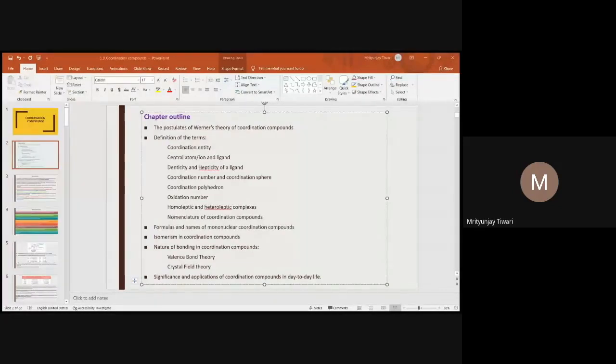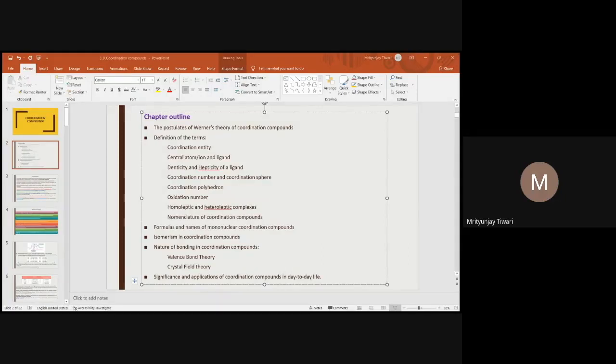Let us now look into Werner's theory. Werner's theory, as I said earlier, is a very important first systematic study of complex compounds, and many of the ideas that we still use today were given by Werner. Werner, a Swiss chemist, prepared and studied several coordination compounds, and in 1898 he propounded his theory of coordination compounds. The main postulates of Werner's theory are as given here.